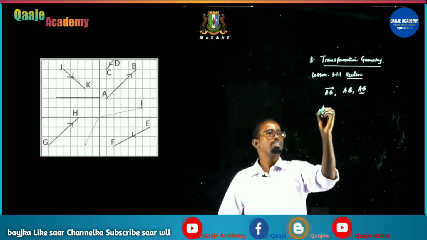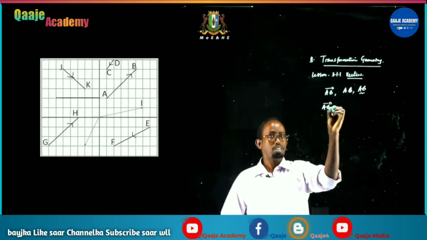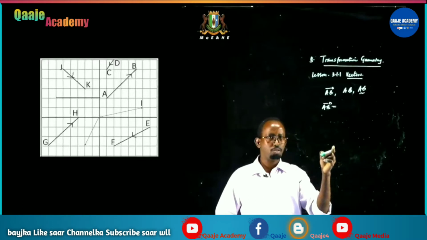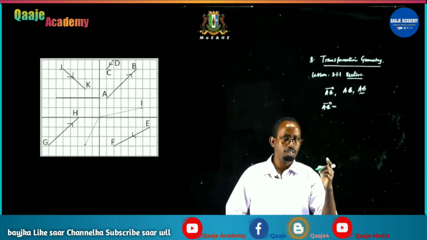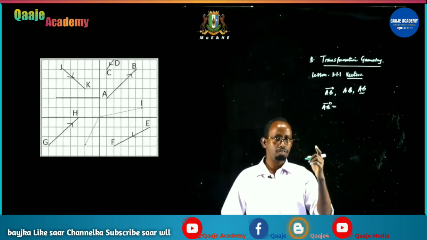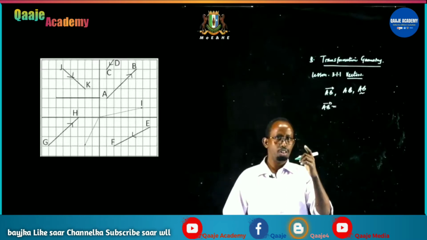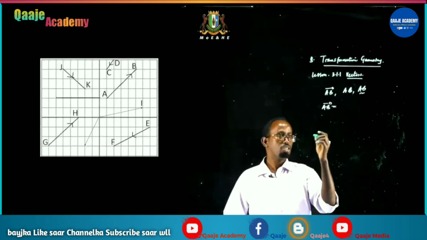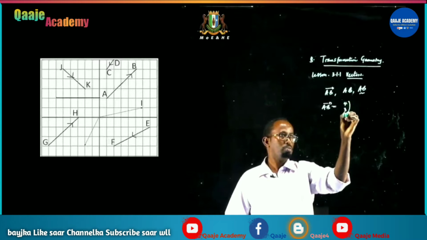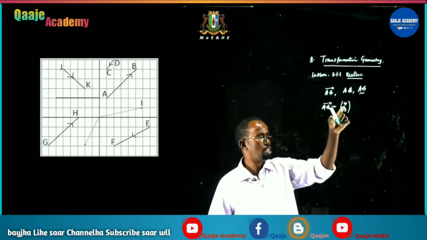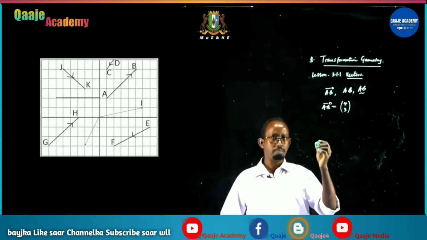So AB will be equal to: you move how many steps to the right and how many steps upward. You always follow the direction of the arrow. That is 1, 2, 3, 4, then 1, 2, 3. So we have (4, 3), meaning move 4 steps to the right and then 3 steps up.